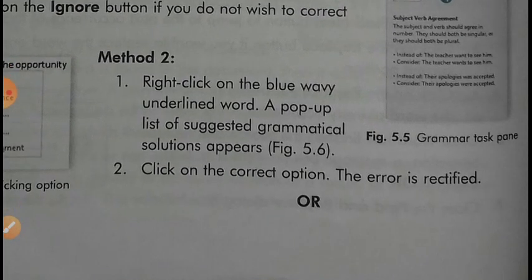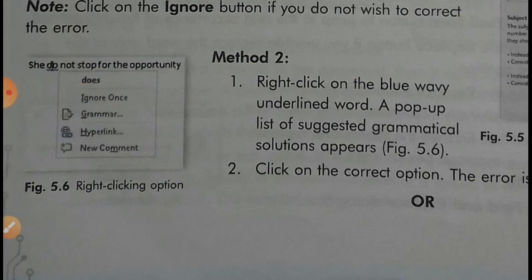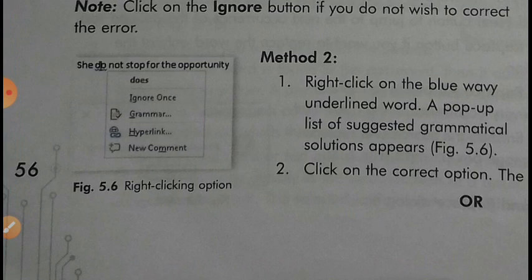Okay, now look at method 2. Just right click on the blue wavy underlined word. A pop-up list of suggested grammatical solutions will appear. Click on the correct option. The error is rectified. Okay students, so these are the two methods to check your spelling and grammatical mistakes in your documents. With the help of these two methods, you can also make your documents correct.